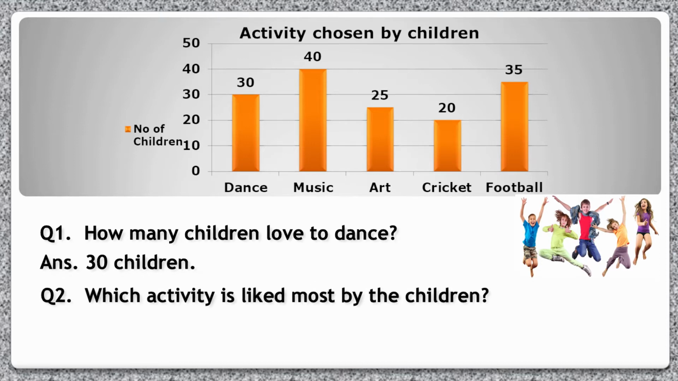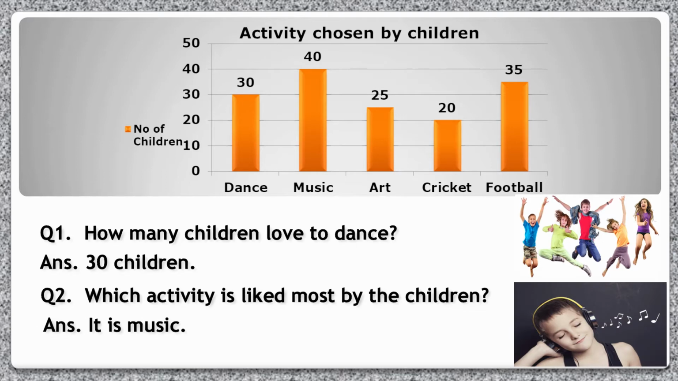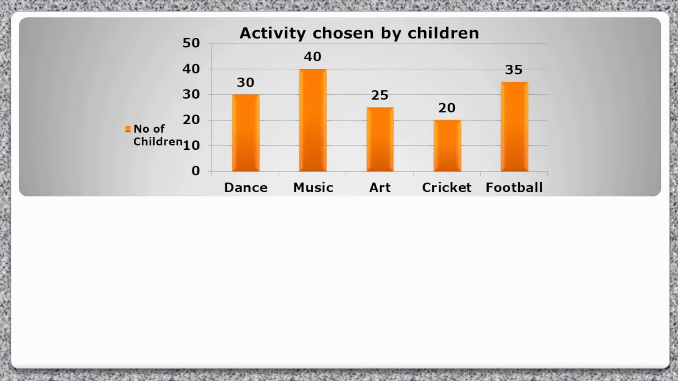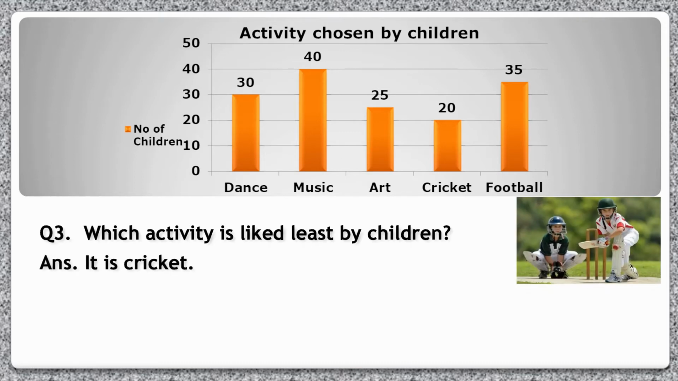Which activity is liked most by the children? Now search for highest bar in the graph. Yes, it is music. Third question. Which activity is liked least by children? Now you have to search lowest bar. Yes, it is cricket.